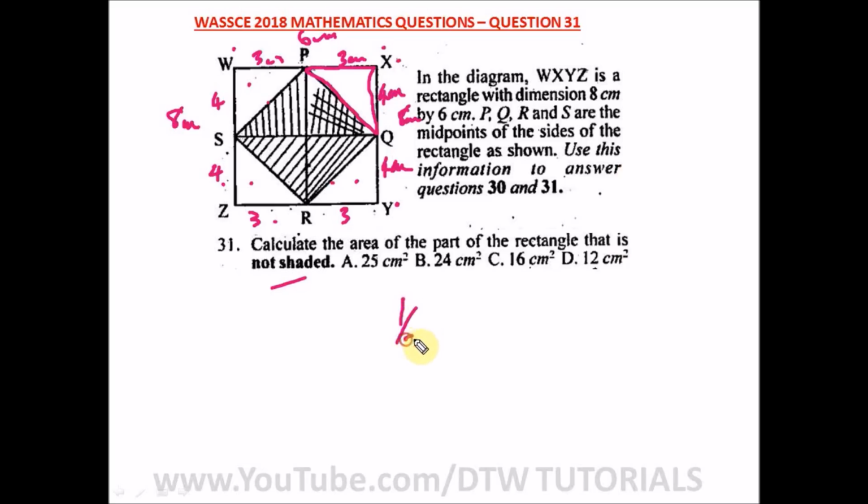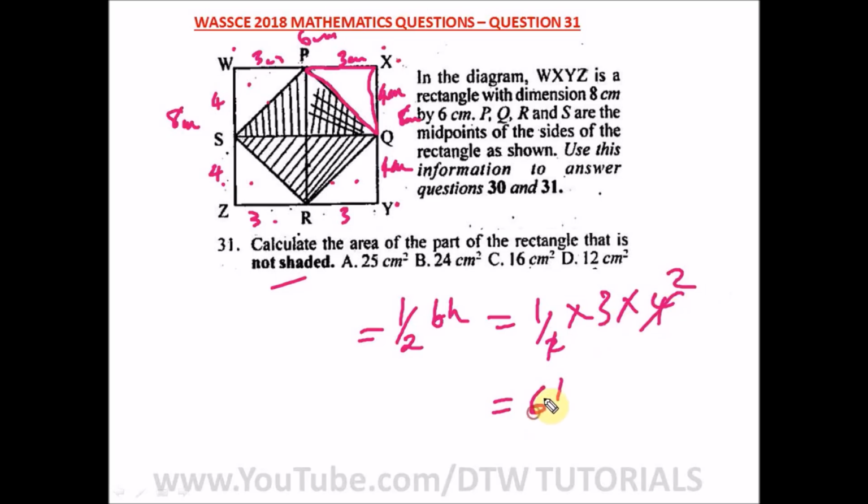Remember, the formula for finding the area of a triangle is half base times height. So we have half, our base is 3, and our height is 4. So 2 we cancel here, 1, 2 here, 2, and we have 3 times 2 is 6. So this triangle is 6. To get the 4 triangles, because the question says we should find the area of the part of the rectangle that is not shaded, and we have 4 parts, all we need to do is say 6 times 4. What is 6 times 4? That will give us 24 meter square. And our right option here is option B.